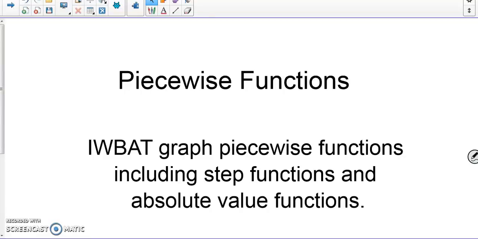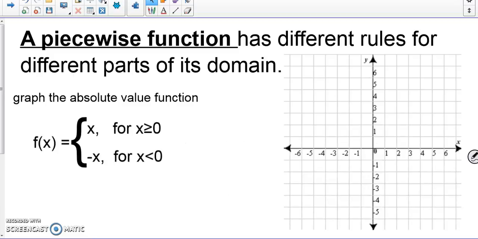Today we are going to talk about piecewise functions. So you will be able to graph piecewise functions, including step functions and an absolute value function. So what even is a piecewise function? A piecewise function has different rules for different parts of its domain. So we're going to have restrictions and special directions for different parts of our domain.